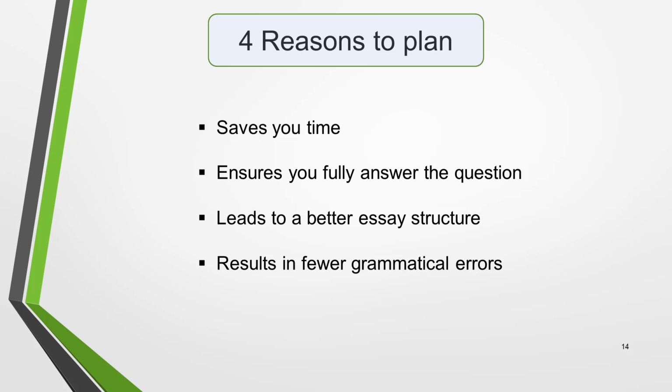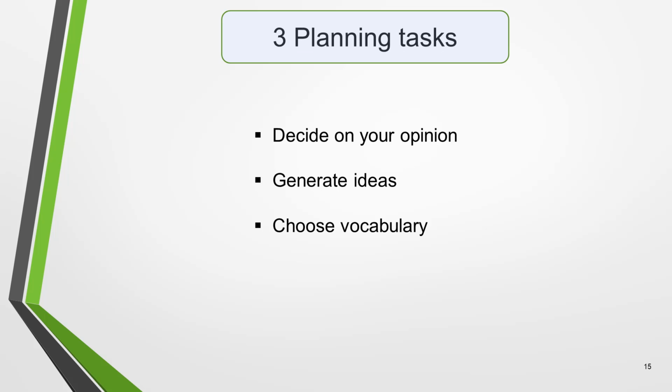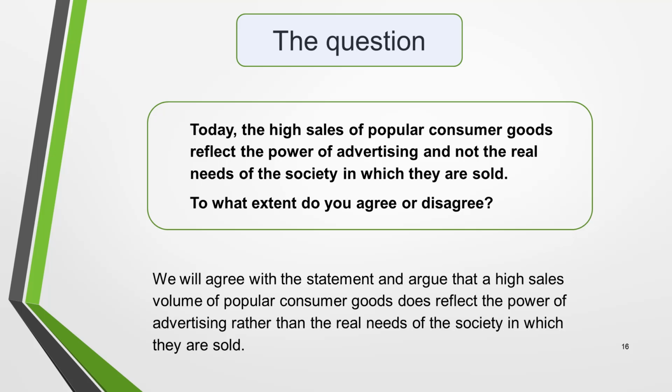Now that you understand why you must plan your Task 2 essay, we're going to look at how to plan it. There are 3 important things to do in the planning stage. Decide on your opinion, generate ideas, and choose some vocabulary to use. So, the first task is to decide on your opinion.